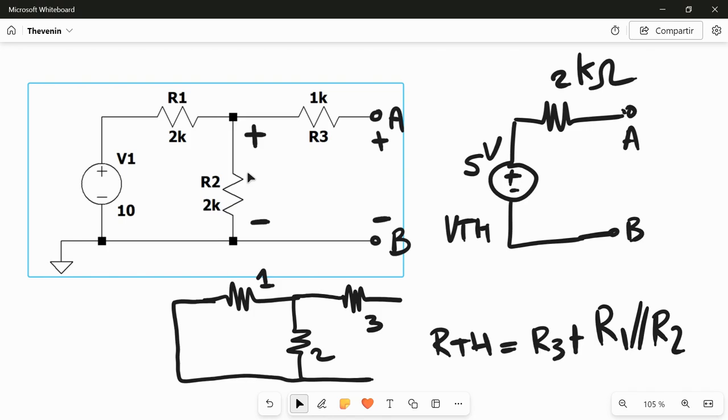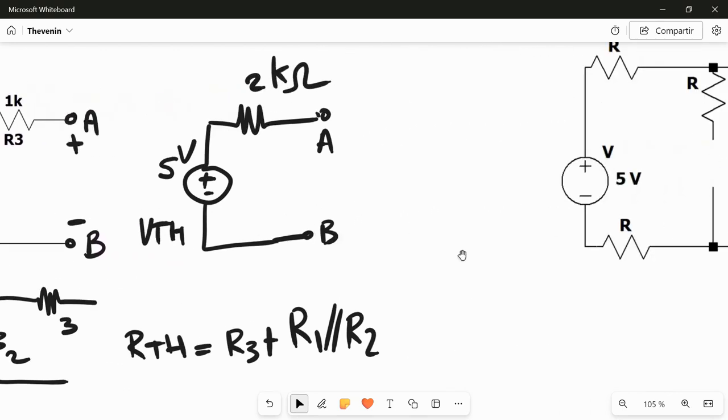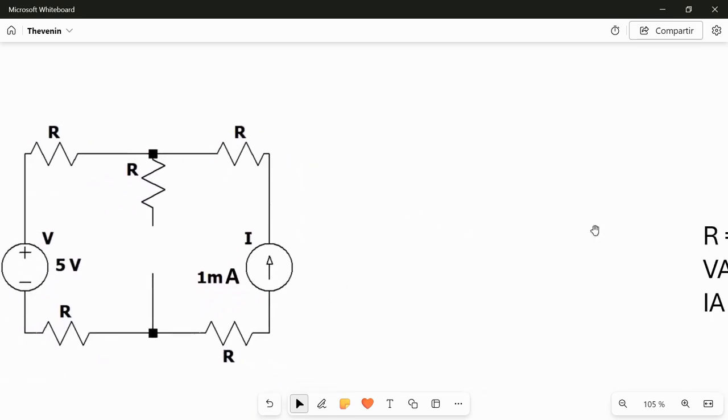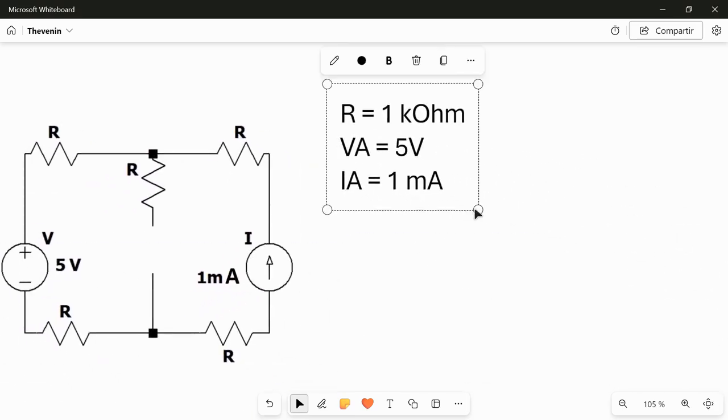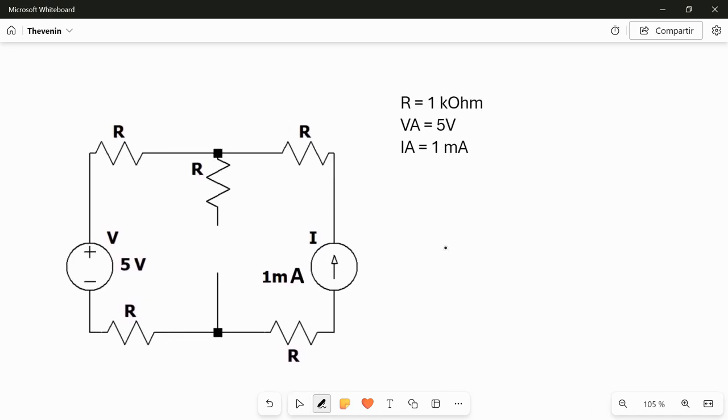Okay, let's see another example, a little bit more complex, in which we apply the Thevenin equivalent circuit. So let's see a more complex circuit like this one, which is actually one of the two that I showed at the beginning. Let's keep things simple and say that all resistors are equal to 1 ohm, that my voltage source VA, let's say VA to not confuse it with volt, is equal to 5 volt, and my current source IA is equal to 1 milliampere.